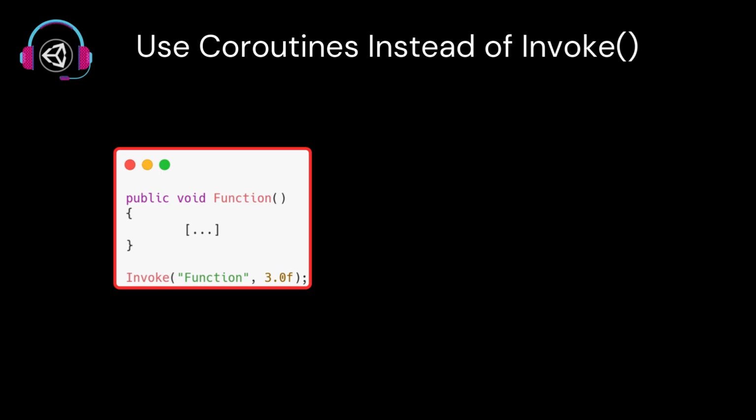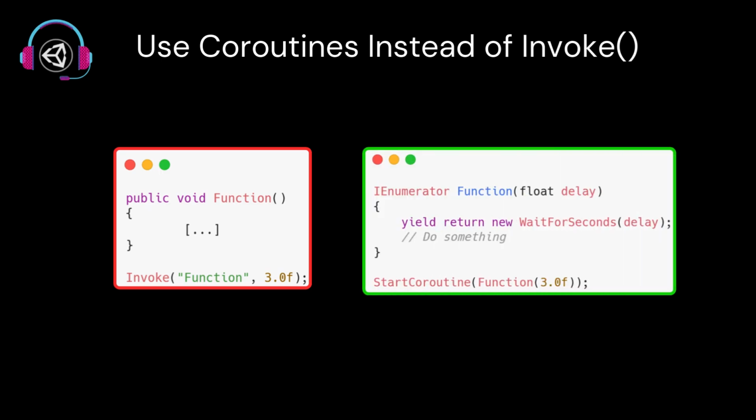An alternative method is to use coroutines. The following code shows calling coroutines through the StartCoroutine method. Changing from the Invoke method to using coroutines provides more flexibility over the parameters that are passed to the functions that deal with animation states.